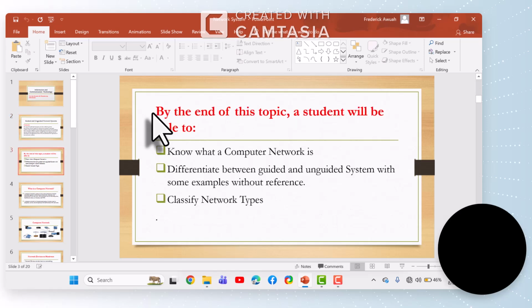And by the end of the topic, a student should be able to know what a computer network is, differentiate between guided and unguided systems with some examples without referring to any book, and also classify network types.